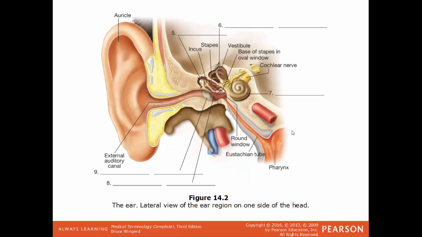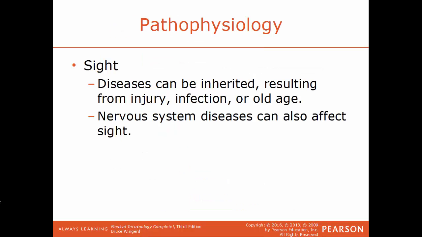Alright, in this image we have an illustration of a lateral view of the ear and the various parts. The outer ear, the part that we see, auditory canal, eardrum, the 3 smallest bones in the body, the ossicles, and then the cochlea, the actual organ of hearing, and the semicircular canals here, which help you keep your balance and your equilibrium. Alright, now I'll talk about some pathophysiology with these 2 senses.